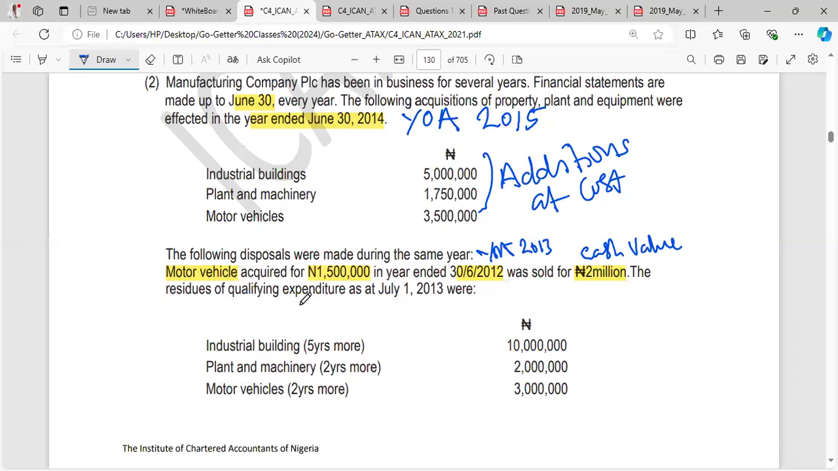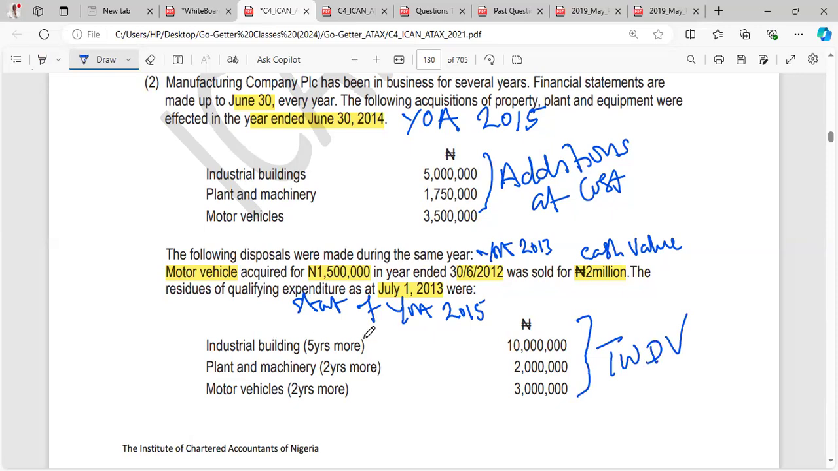The residue of the qualifying capital expenditure as at July 1, 2013. So this is July 1, 2013. This is the beginning of the year of assessment. So this is the start of the year of assessment 2015, because this will run from July 1, 2013 to June 30, 2014. So this is the start, and these are the balancing figures. So these are the tax written down values at the start of the year.